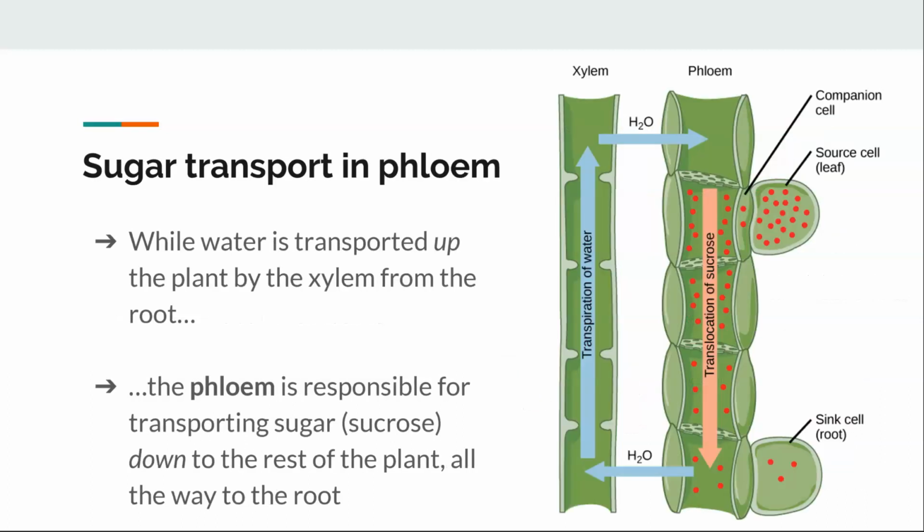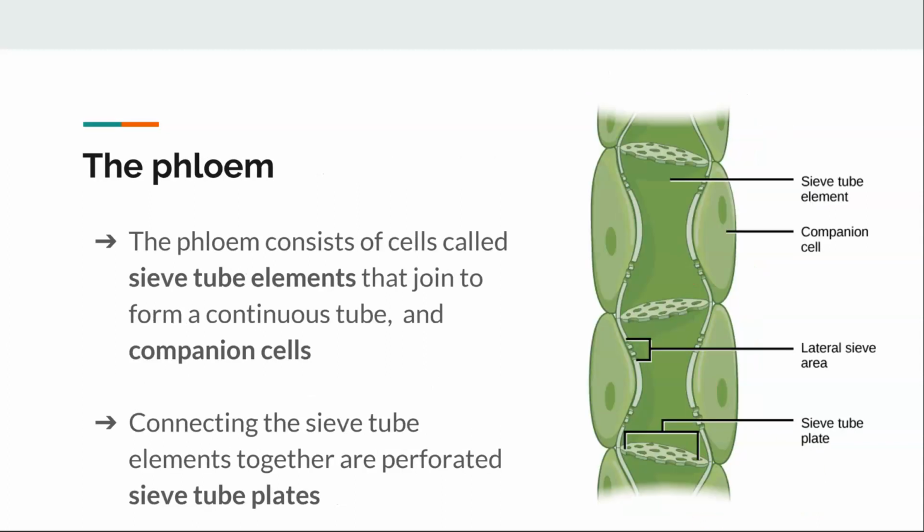So this is the second part of transport within a plant, the transporting of sugar. While water is transported up the plant in the xylem, sugar is transported down the plant by the phloem. So, a little bit about the phloem. It consists of cells called sieve tube elements. These are joined together, separated by sieve tube plates, to form long continuous tubes, perfect for transport.